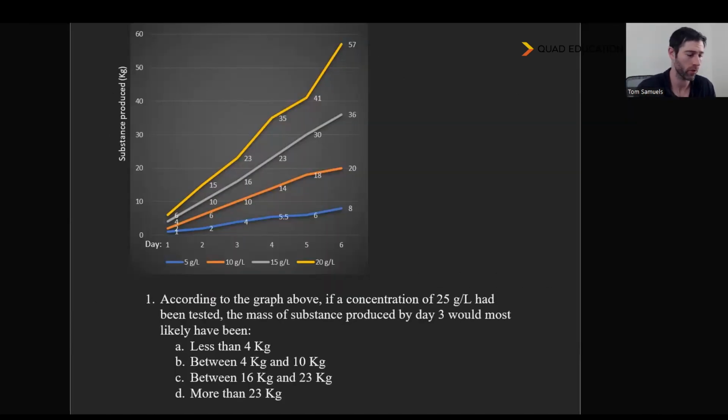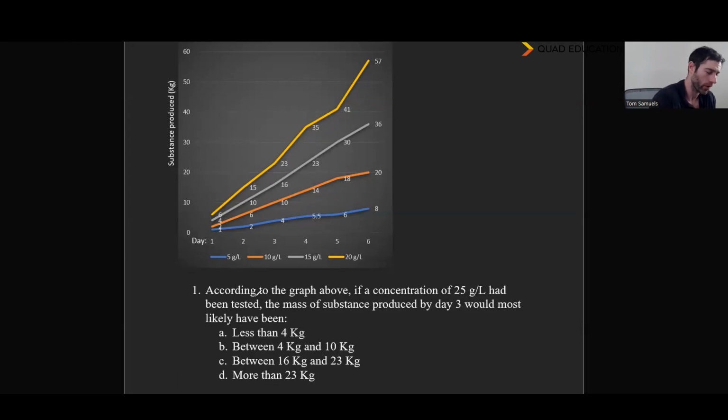Okay, so first practice problem here, we have two, but they're too large, so we're just going to do one at a time. Let's see what you can do with this one. Okay, so let's take a look. According to the graph above, if a concentration of 25 grams per liter had been tested, the mass of substance produced by day 3 would most likely have been what?